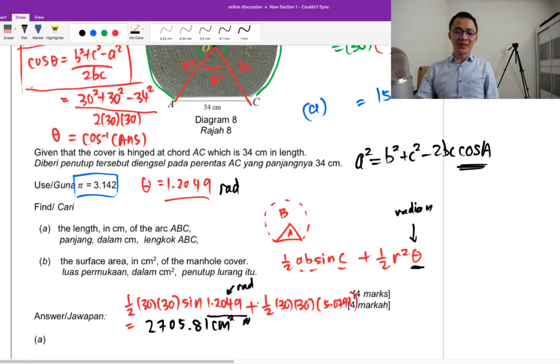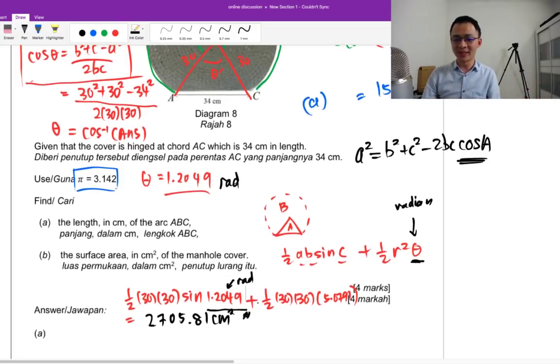Can I use sin c in degree? Yeah, you can use sin c in degree, but you need to change the 1.2049 into degree. Then you change your calculator back to degree mode in order to accommodate your degree. But actually, you just change everything in radian, calculate it in radian already. You can straight away type everything. Believe me, you will get the same answer. Okay? So, yeah, just let me move on.